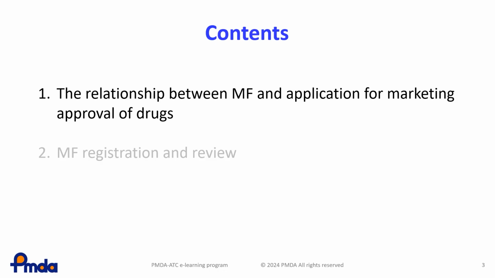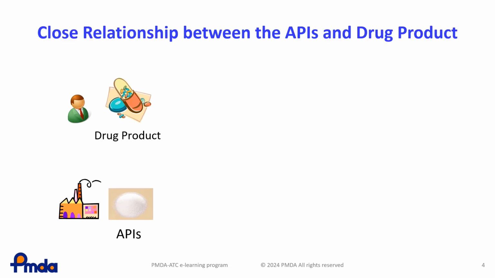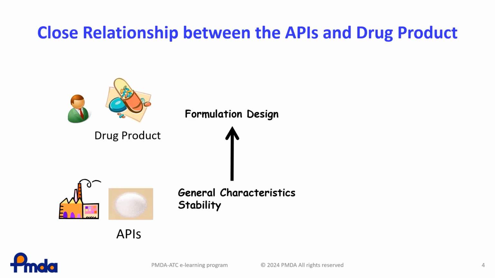Let's start with the relationship between MF and application for marketing approval of drugs. The general characteristics and stability of the active pharmaceutical ingredients, in short APIs, affect the formulation design of the drug product.